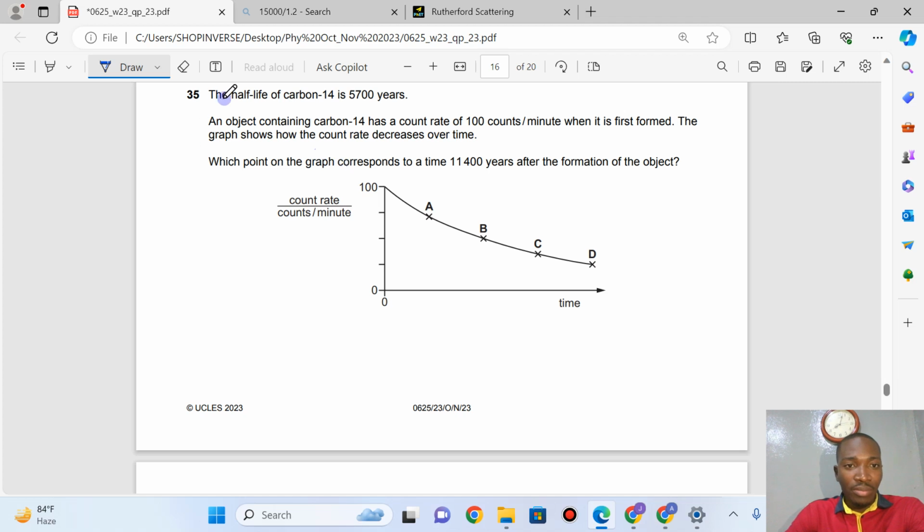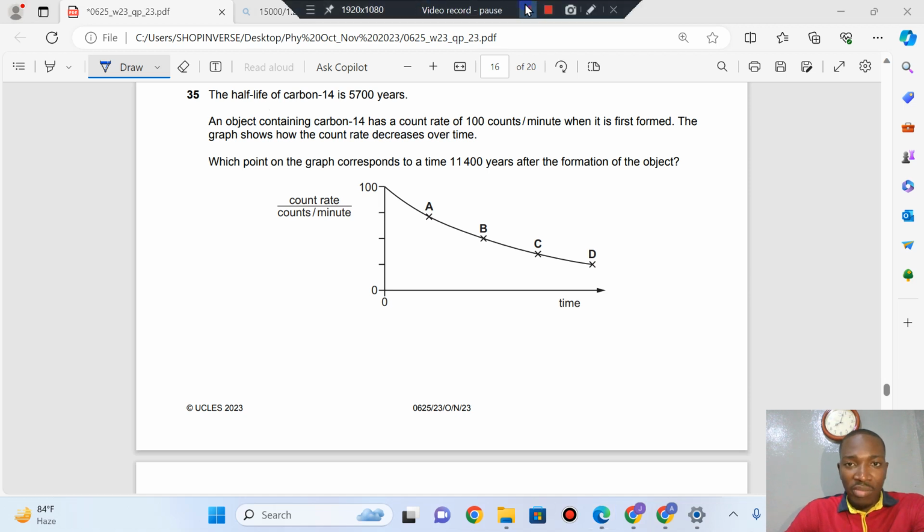Number 35. The half-life of carbon-14 is 5,700 years. An object containing carbon-14 has count rates of 100 counts per minute when it is first formed. The graph shows how the count rate decreases over time. Now let us look at the graph. The graph shows us the initial count rate, which was 100 counts per minute.